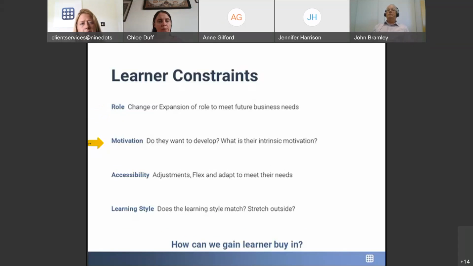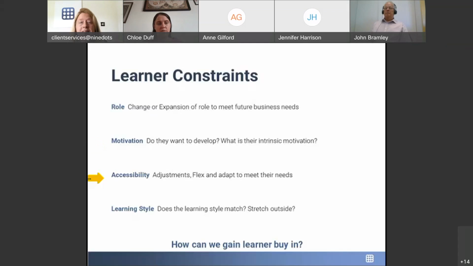The motivation, so how we sell it to them. Do they want to develop? What is their intrinsic motivation? When I talk about intrinsic and extrinsic, extrinsic is almost like: do this and we'll get some pizza in. Hit this week's target and we'll do this. That's extrinsic. We haven't found out what actually motivates them. The intrinsic is what drives that person, what gets them out of bed, that personal development. What is it inside? That's different for everybody, and we need to find that out.